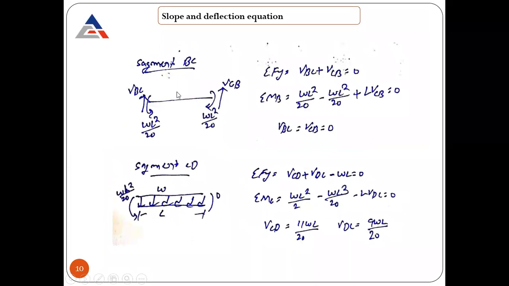For segment BC, there is no load applied, only the moments are there, W square by 20 and W square by 20. The reactions are VBC and VCB. The sum of vertical forces should be equal to 0. So VBC plus VCB should be equal to 0. I can say VBC equals minus VCB, so VCB and the other one will be opposite.